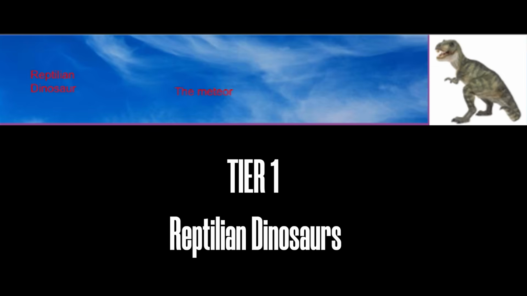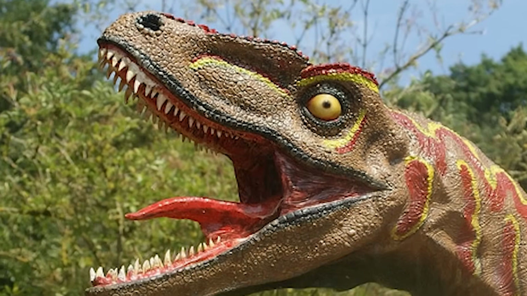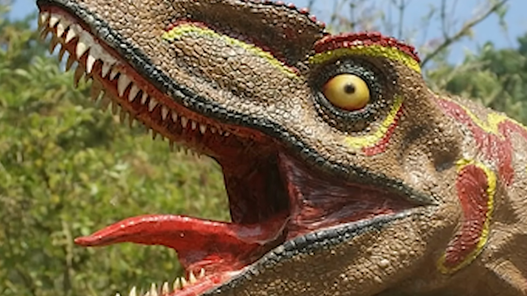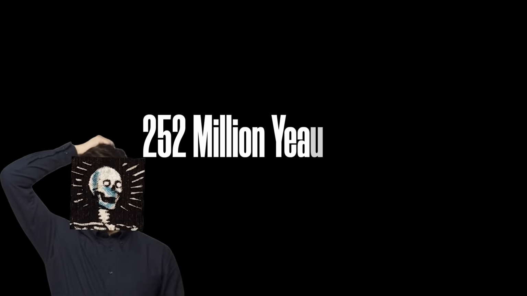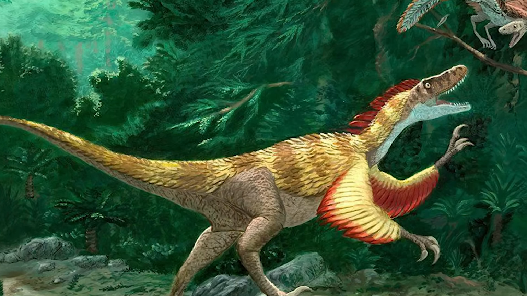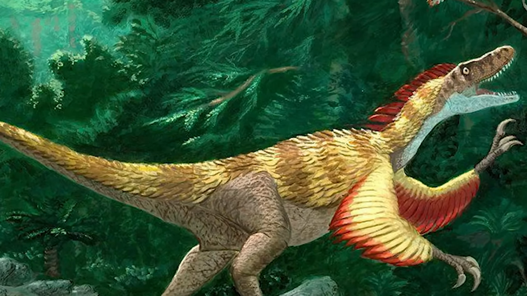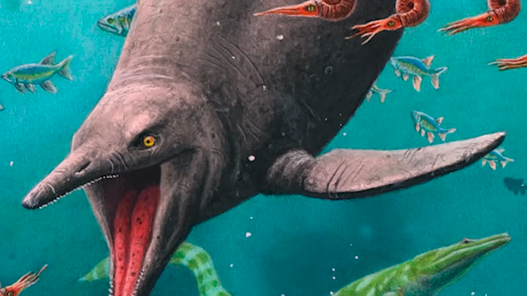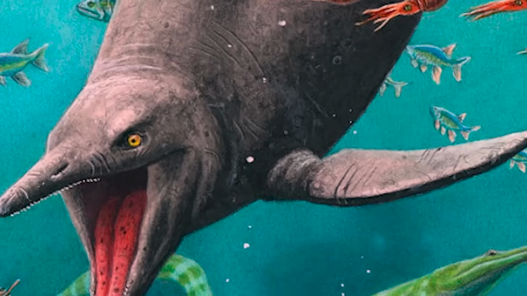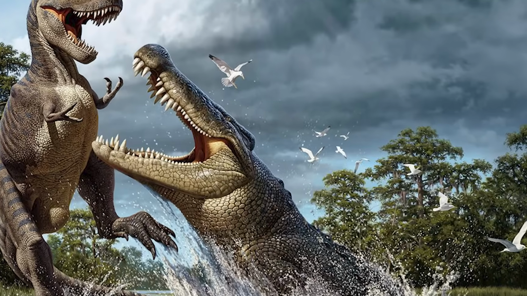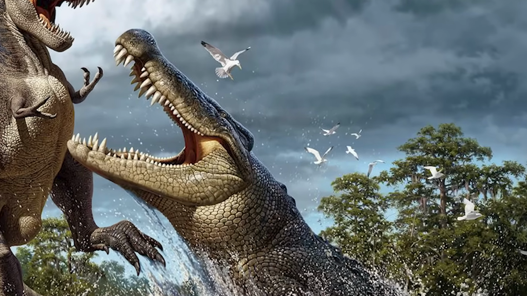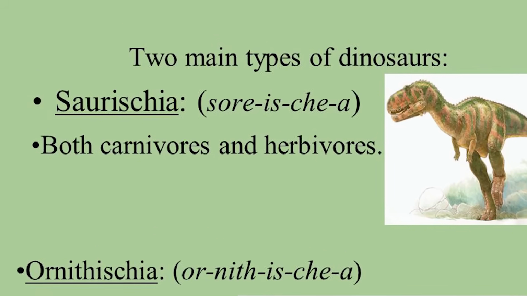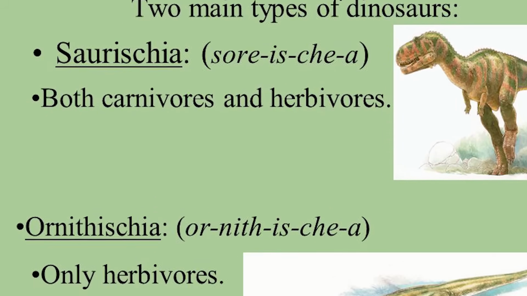Tier 1. Reptilian dinosaurs. Dinosaurs were a diverse group of reptiles that appeared during the Mesozoic era, which spanned from about 252 million years ago to about 66 million years ago. In paleontological terms, dinosaurs were a specific group of reptiles that included various different species with different characteristics. They were part of the Archosaur clade, which also includes crocodiles and birds, into the reptilian dinosaur kind of umbrella. Dinosaurs can be further classified into two main groups: Saurischia, which is lizard-hipped dinosaurs, and Ornithischia, which is bird-hipped.